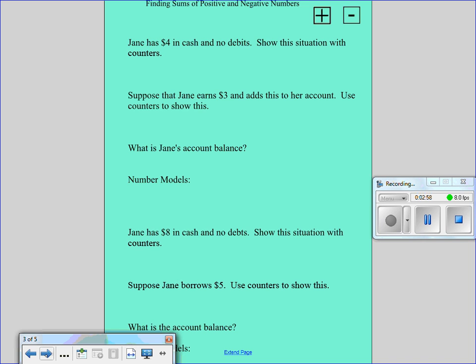Some more practice here we'll be working with here. So I have positive and negative counters up there in the top right corner, so I want you to follow along. Jane has $4 in cash and no debts. So if she has no debts or debits, there would be no negatives. So she has 4 positives.